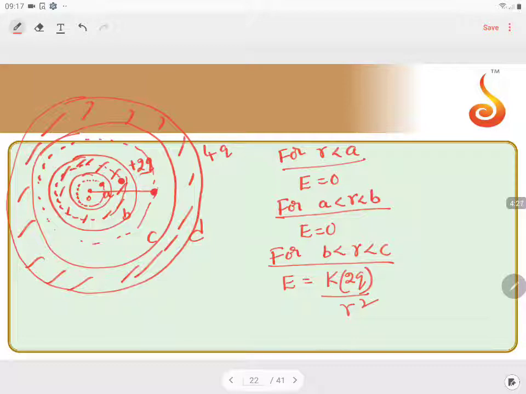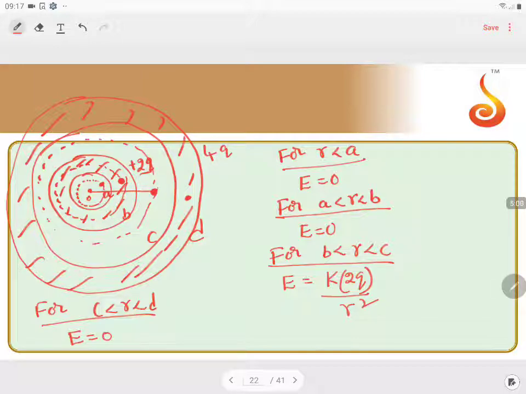Again, if I consider one point here, in between c and d, for c less than r less than d, this point belongs to the material of the conductor. Here no electric charge and also no electric field. So the electric field will be 0. Even if you have charges outside that material or inside that material, the electric field will still be 0 inside the material of the conductor.